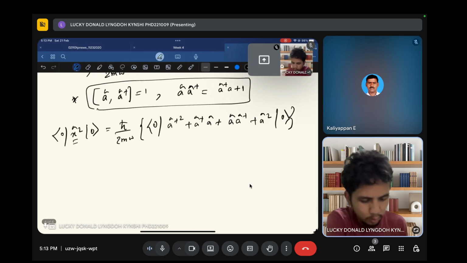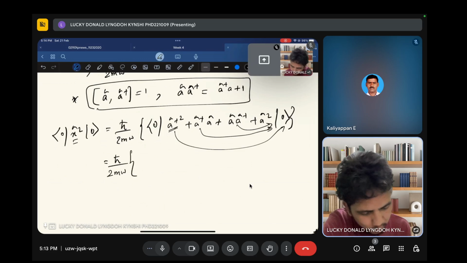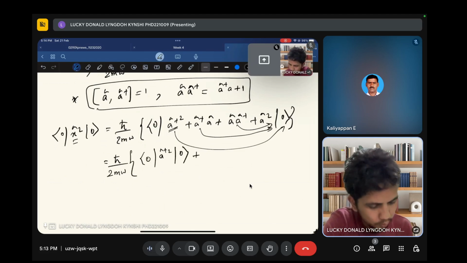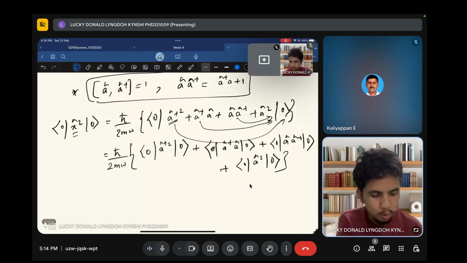Again here you have to operate this on this term, this on this term, and so on. So if I expand this one, you will get h cross by 2 m omega times <0|a cap dagger square|0> plus <0|a cap dagger a cap|0>, operating on the state 0 again, plus <0|a cap a cap dagger|0>, plus finally <0|a cap square|0>. So this problem is what you just need to expand. Now you have to solve each term.